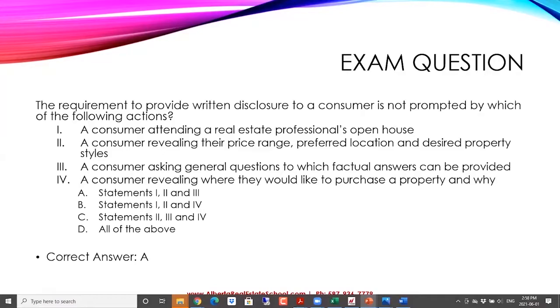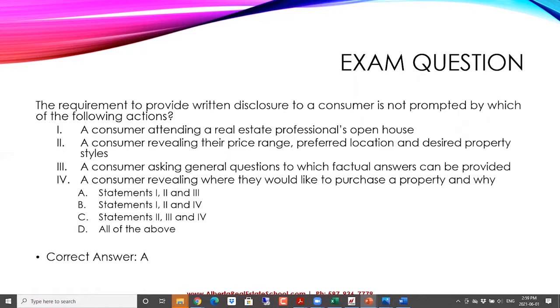So in this case, the first option here, consumer attending a real estate professional's open house. When we do an open house and a buyer comes in to view the property, we do not have to do any disclosure. We are representing the seller at that point and we are hosting the open house. A disclosure is not required at that point. When somebody wants to write an offer on the property or somebody gives us confidential information, before they do that, we have to do that disclosure. So in this case, just attending the open house does not require a written disclosure to be provided to the consumer.